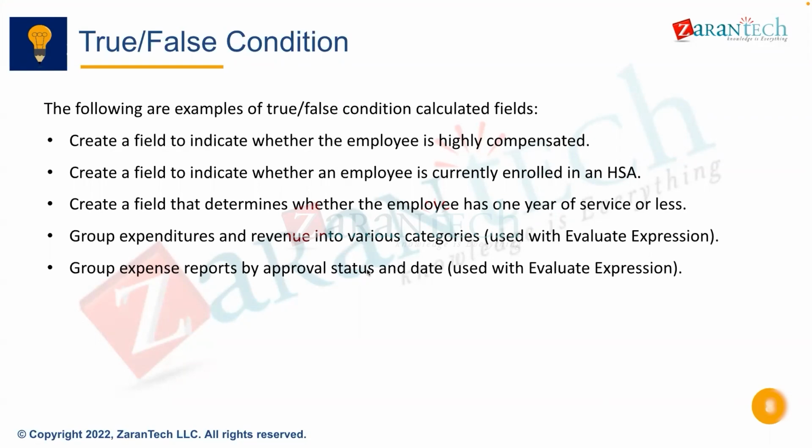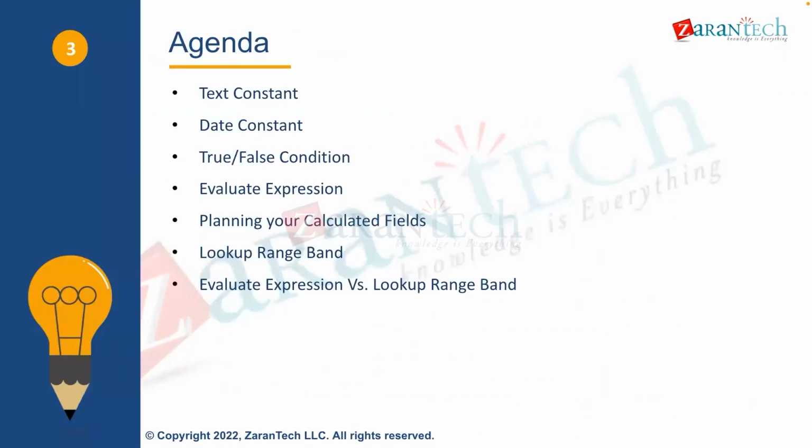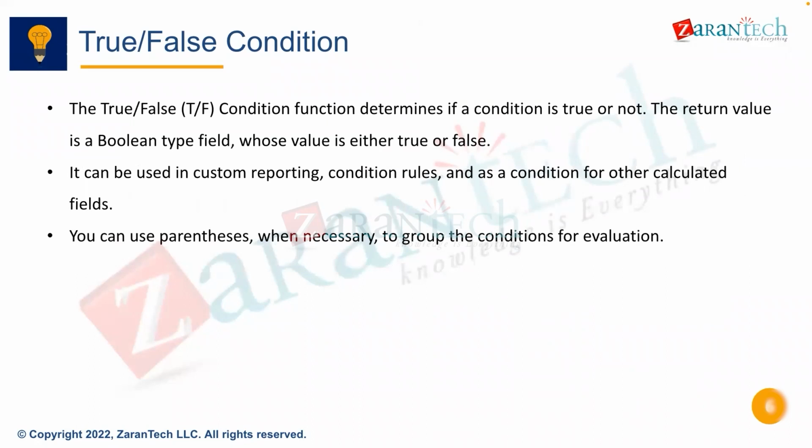Okay, so basically we'll start from where we left off last week. Last week we discussed everything which is required to build out evaluated expression fields. We went through the summary of what the evaluated expression is and what the lookup range band is. We stopped when we were making our true false condition.